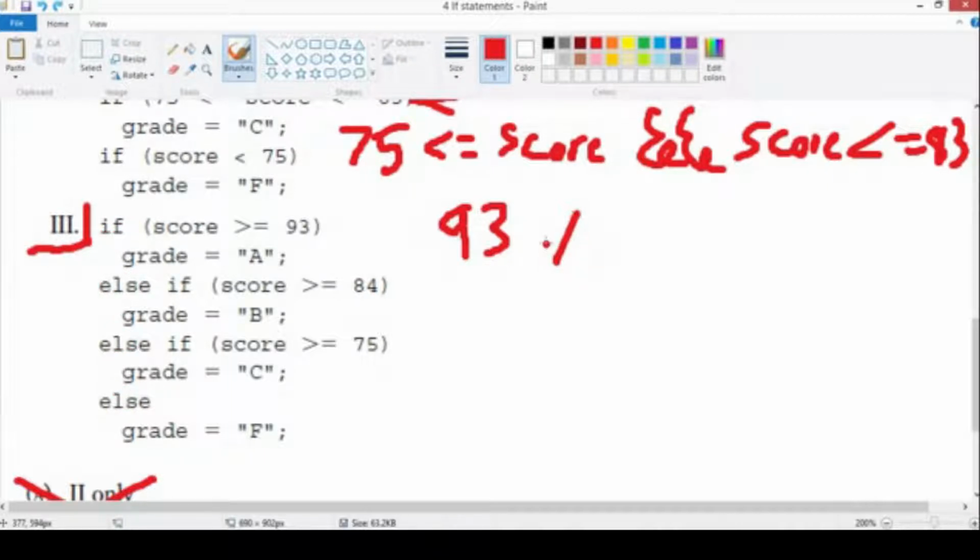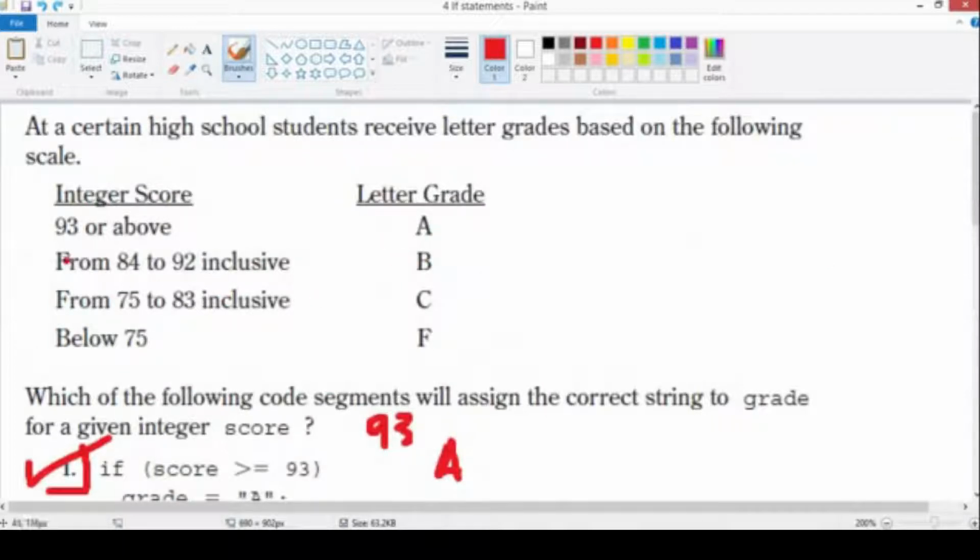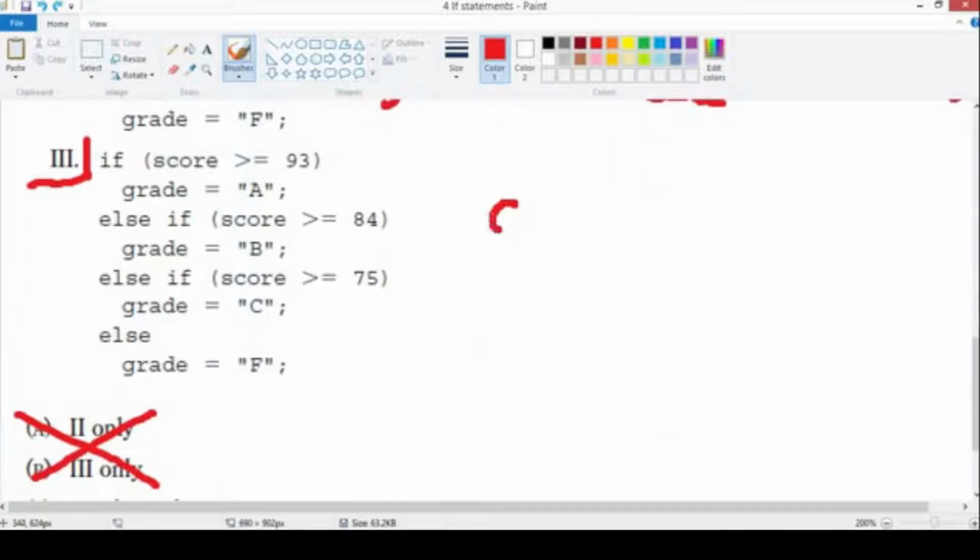Conversely, if we were to give, what are the other grades? 84, 75, and below. 84, so it's 84, 75, and anything below. Well, score is not greater than or equal to 93, so it doesn't do that. Else if score is greater than or equal to 84, it is, so we get a B. Else if, nope, don't do it.